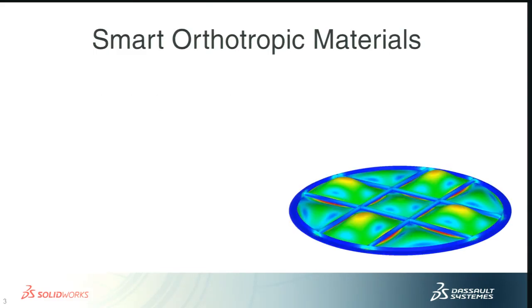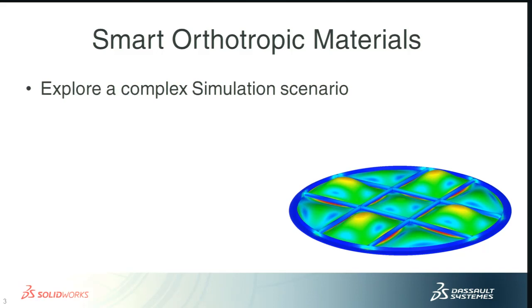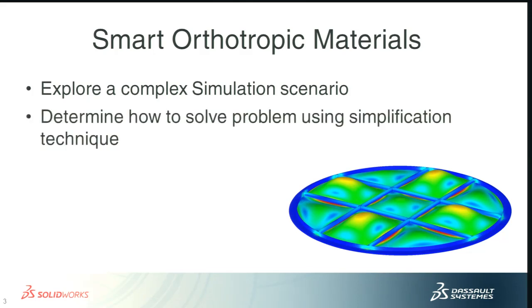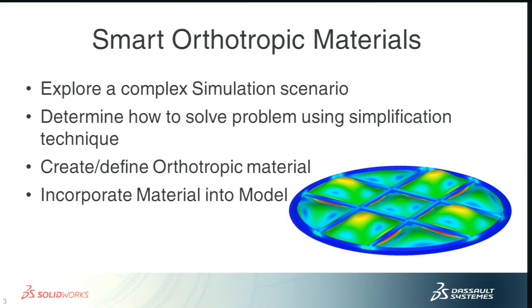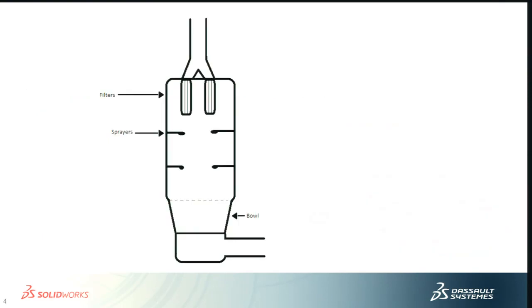if anyone wants to stick around and ask questions. So let me just talk about the agenda for specifically the smart orthotropic materials. We're going to explore a complex simulation scenario, which initially looks pretty simple, but you'll quickly realize it actually is far more complicated. And we'll determine how to solve that using a simplification technique. We'll create and define an orthotropic material, and we'll incorporate that material into our model, and then we'll, of course, optimize the result, right? Had to throw that in there.